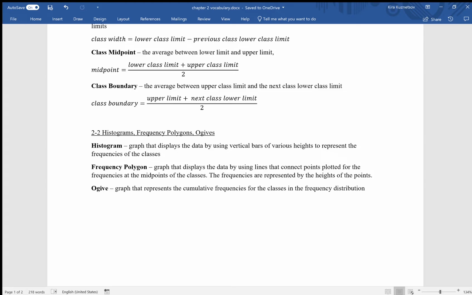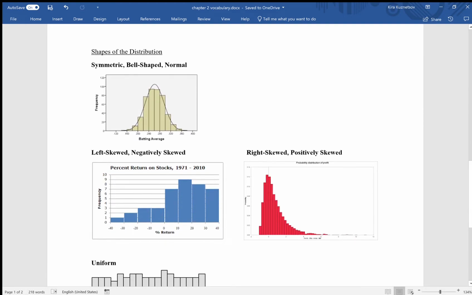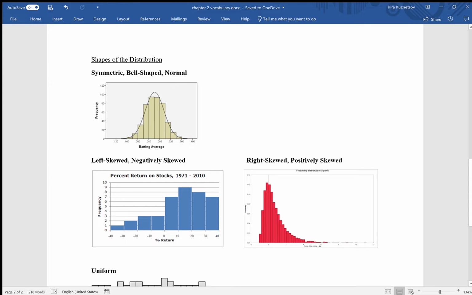The height is the frequency, and it's a line graph rather than a bar graph. An ogive is a cumulative frequency, and again, this is a line graph rather than a bar graph. At the very end of chapter 2-2, there are different shapes of distributions. On page 64, you can find more shapes, but what I wanted to do is outline the ones that are most important and that we'll see the most in this semester.